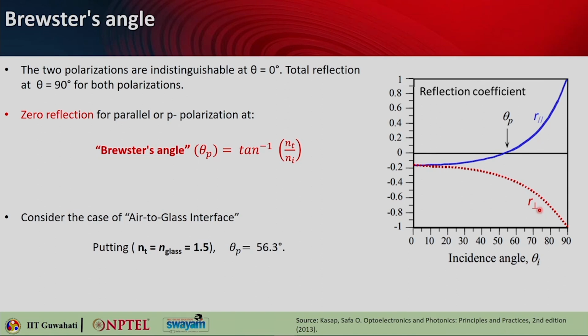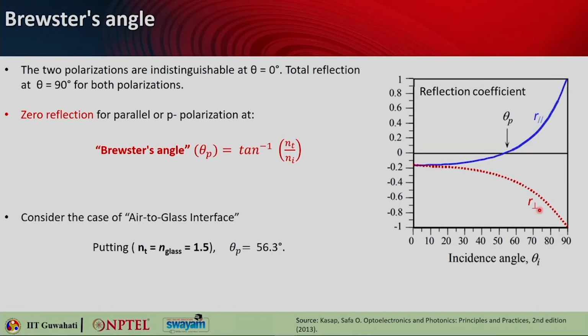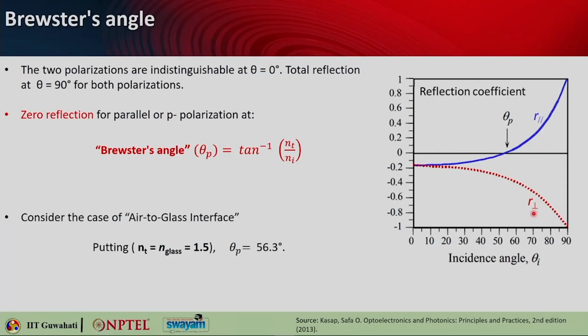So if you change your incident angle to this particular angle, the 56.3 degrees at an air-glass interface, meaning one side is air, another side is glass, and you are shining light on the glass, then the reflected light will be only perpendicular polarized. That means it will be only S polarized. The P component is not there. Okay, fine.